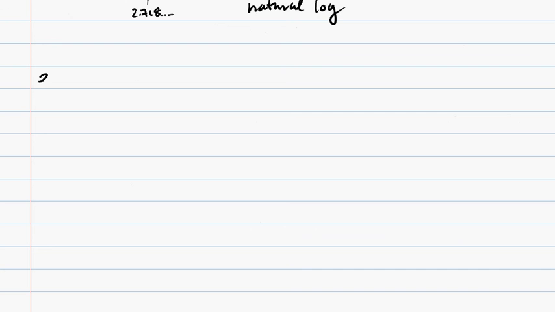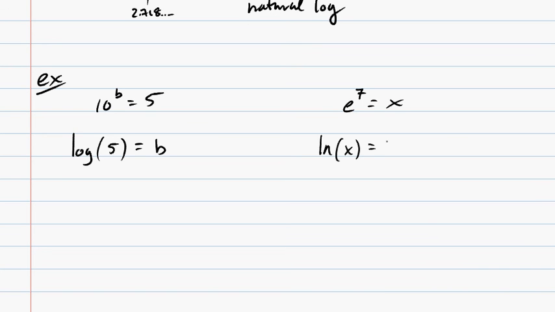So, for example, like 10 to the b power equals 5, we would write that as log, and instead of writing base 10, we just skip it. Log 5 equals b. Okay? And then also, like e to the 7th equals x. Well, we could write that as ln of x equals 7. And we can move in between these. So sometimes, like in your homework, they'll give you this, and they'll want you to translate it into that.